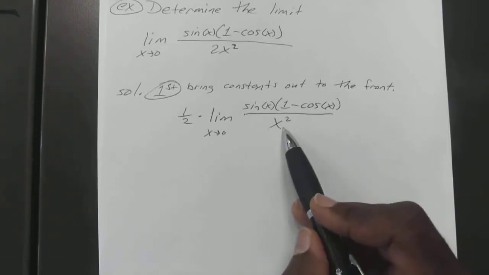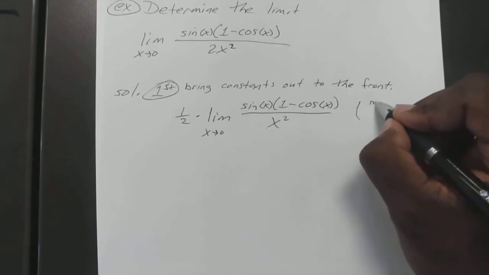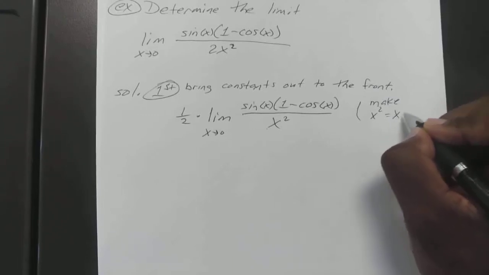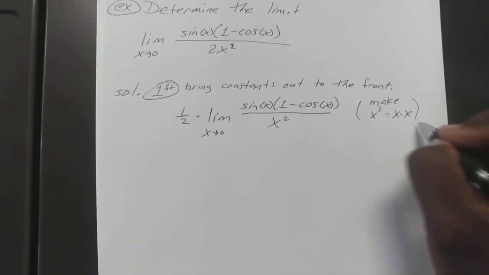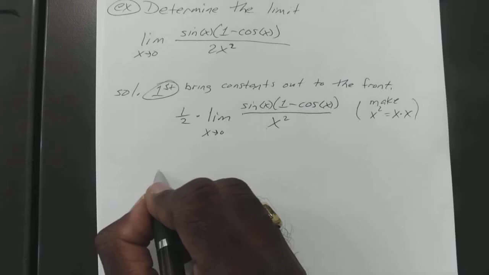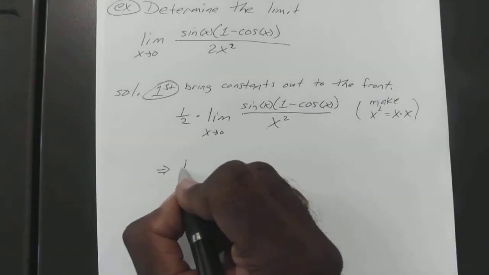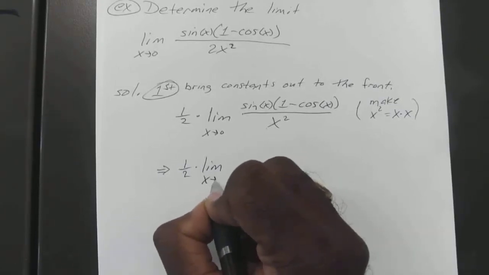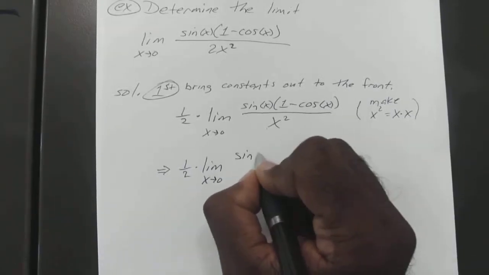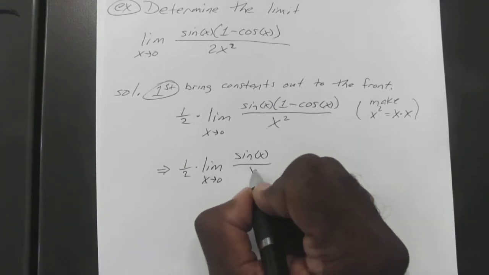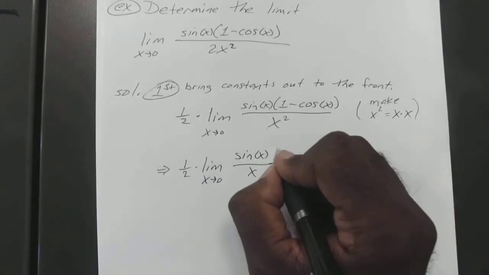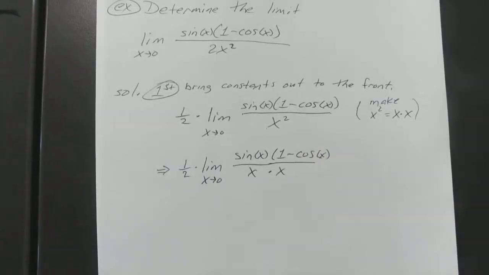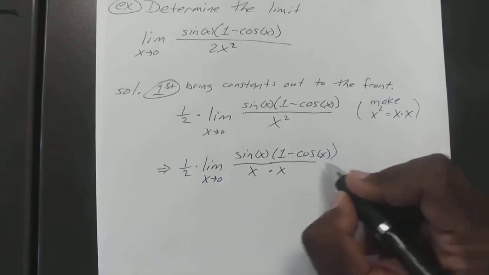Now this x squared, let's make x squared equal x times x. So now we have our 1/2 times the limit as x approaches 0 of sine of x over x. Well, actually, just keep these together for now: 1 minus cosine of x over x times x.